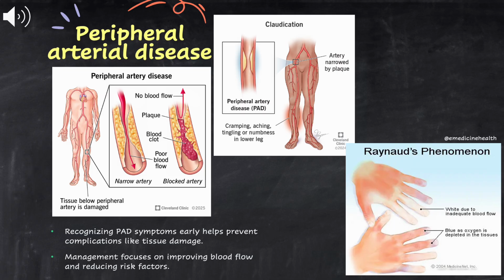Early recognition of PAD symptoms is critical. If left untreated, reduced blood flow can progress to tissue damage, non-healing wounds, or ischemia. Management of PAD focuses on improving blood flow and reducing risk factors, such as smoking cessation, blood pressure control, and activity modification. Nursing care plays a key role in symptom recognition, patient education, and preventing complications related to impaired perfusion.